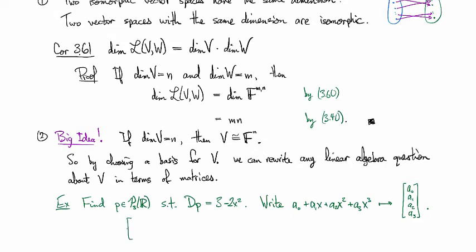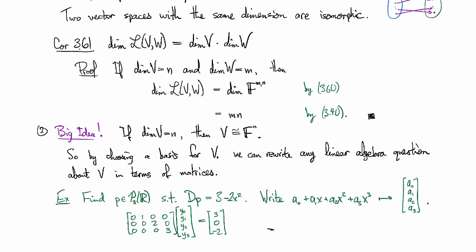Okay. And then looking at this question of, is there a p such that dp equals 3 minus 2x squared? Now that becomes a matrix equation where we're trying to solve the matrix with rows (0, 1, 0, 0), (0, 0, 2, 0), (0, 0, 0, 3) applied to (a0, a1, a2, a3) gives me (3, 0, -2). And so I've completely recast this question about the polynomial space in terms of some matrix equation. And this is what we're going to do in the next video.